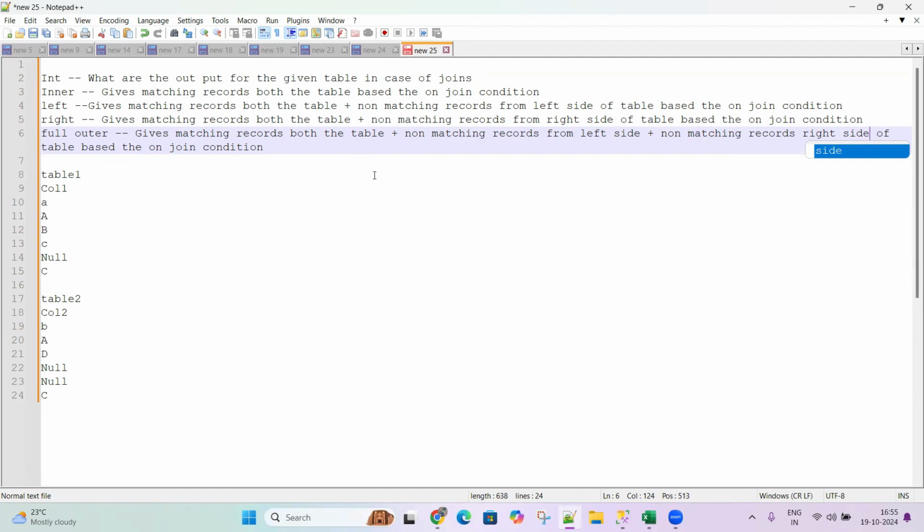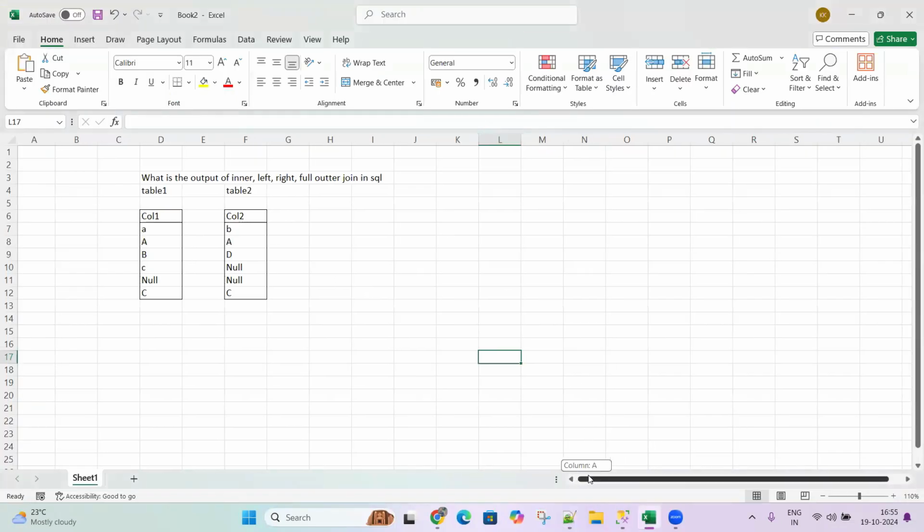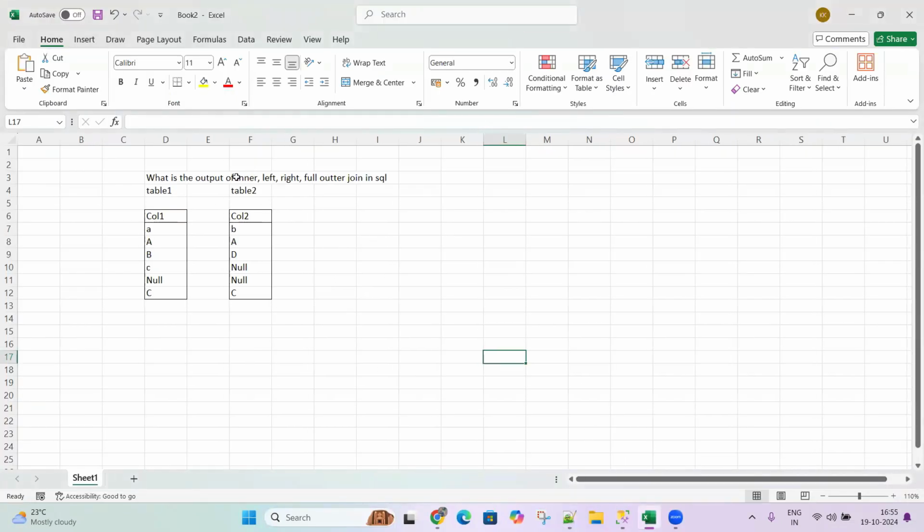Now let's explore this in the Excel sheet and see how it works. So we have an Excel sheet. The question is, what is the output in inner, left, right, and full outer join? First, let's go with the inner join. It's simple: since we are combining two tables, we get the two tables as one table. That's a join table. Before going into this output, let me say something.